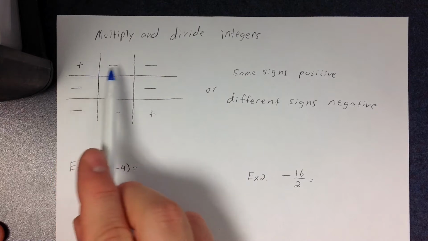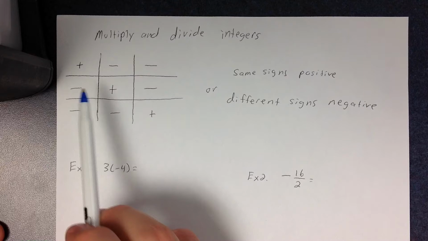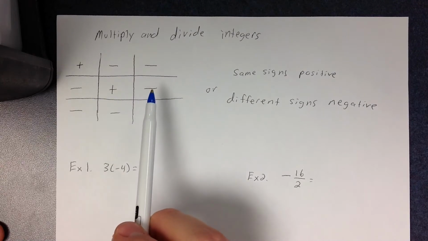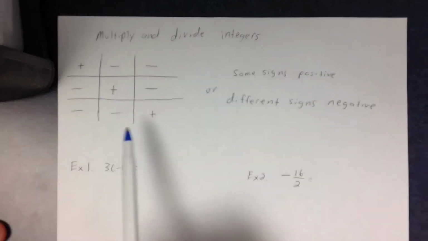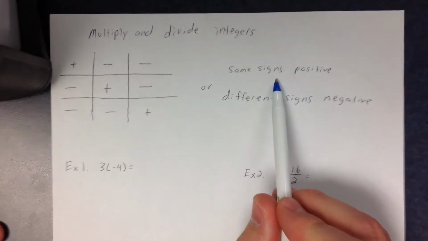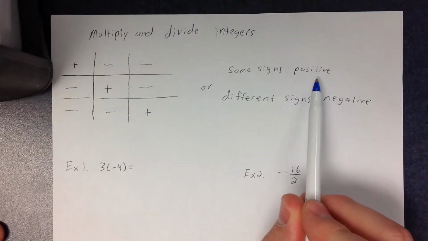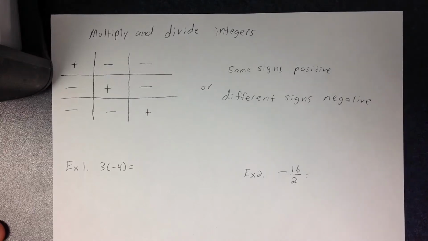So a positive times a negative is a negative. Negative times a positive is a negative. And a negative times a negative is a positive. Or you can think of it as if they have the same signs and you're multiplying or dividing, the answer is positive. If they have different signs and you're multiplying or dividing, the answer is negative.